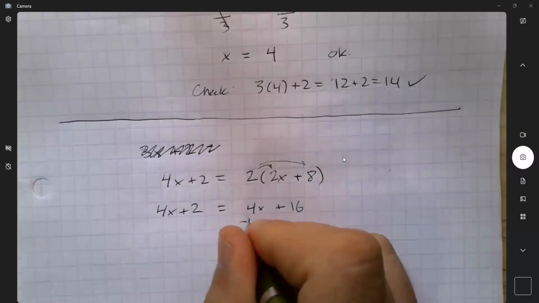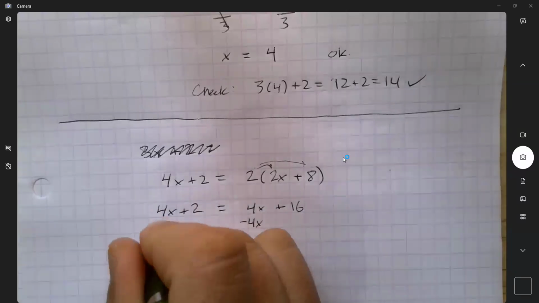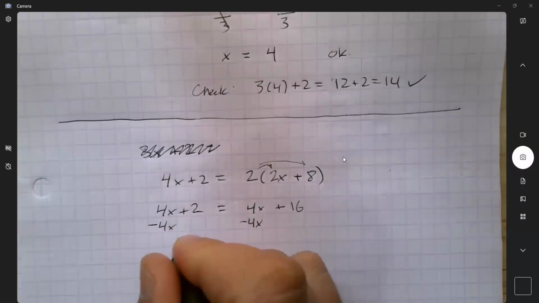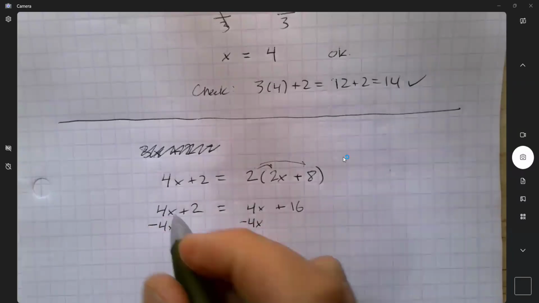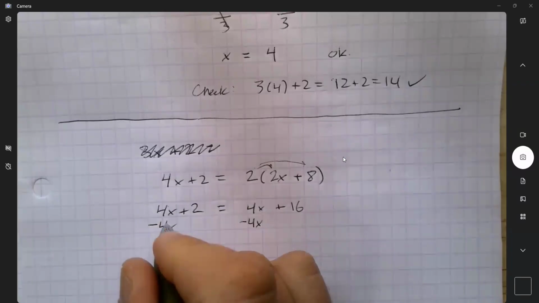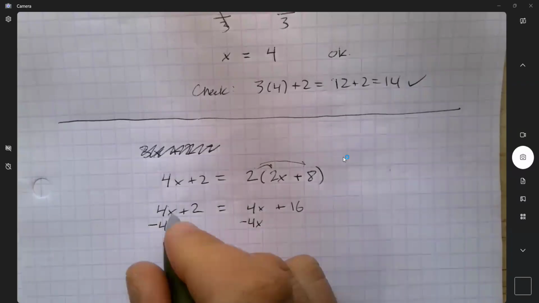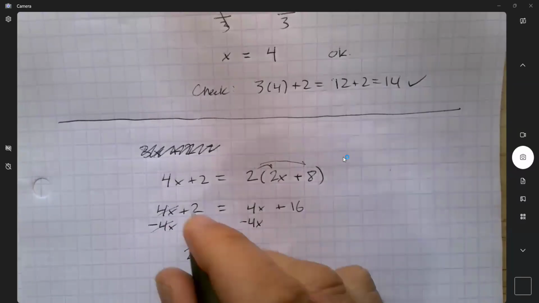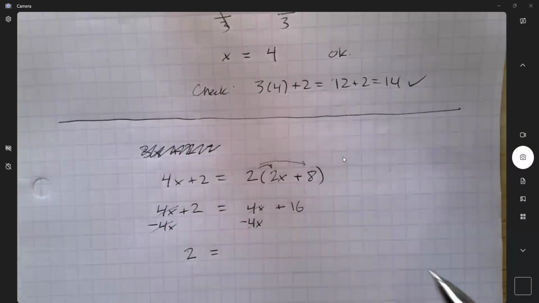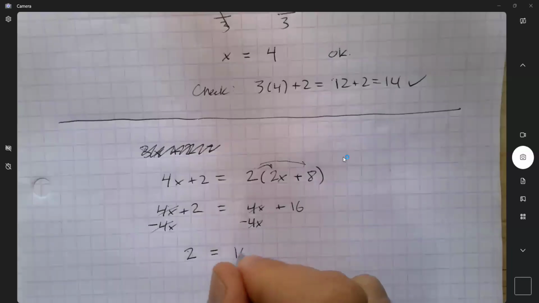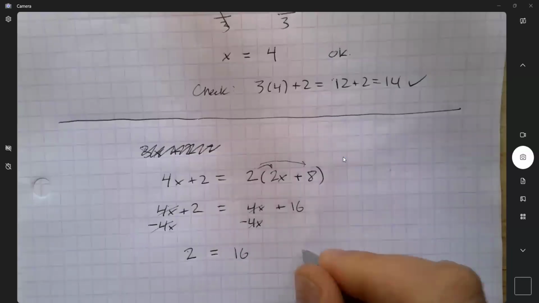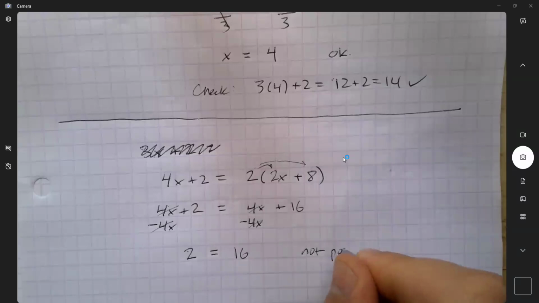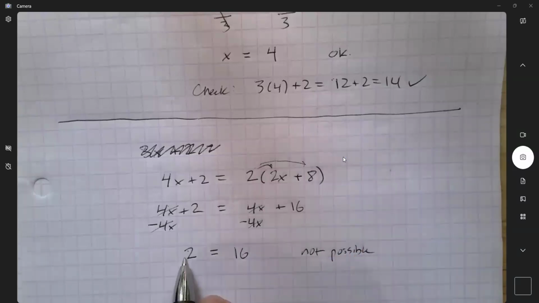So I want to get all the x's on one side, so I subtract 4x from each side, and I get a surprising result because 4x minus 4x is 0 x's. These cancel, and I'm left with 2 on the left side by itself, and I get 16 on the right side by itself, and that's not possible. 2 definitely does not equal 16.